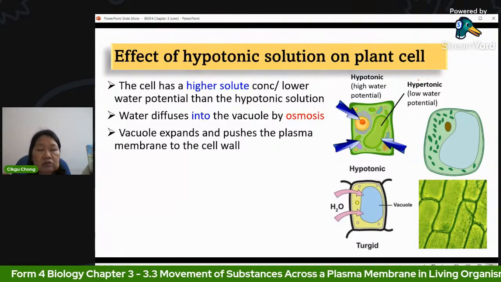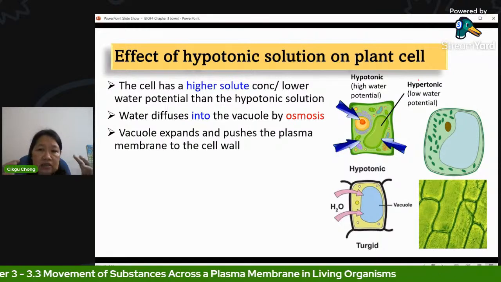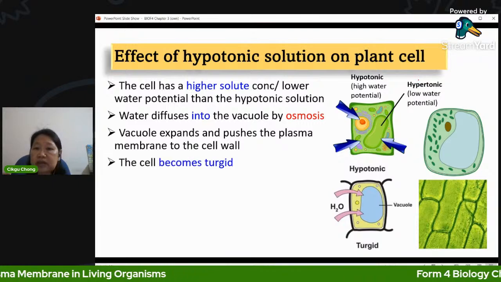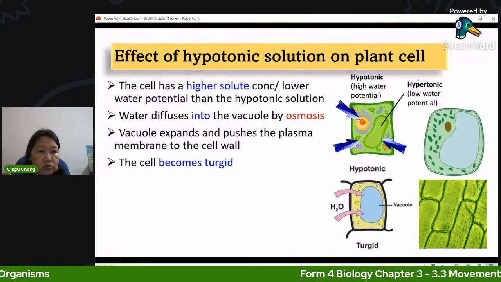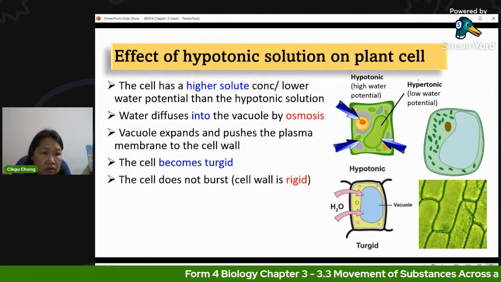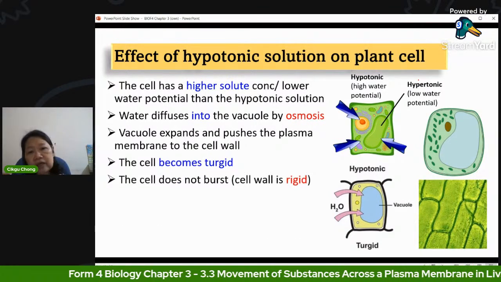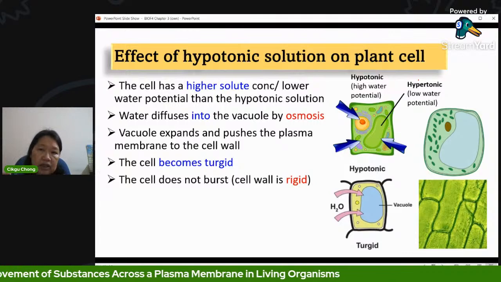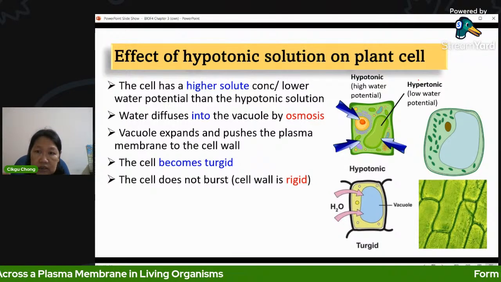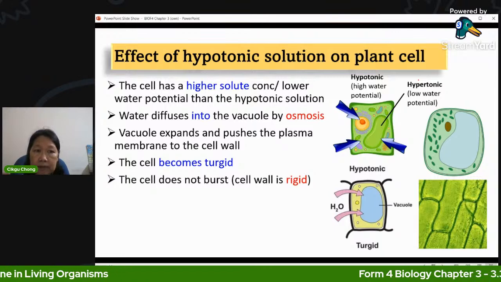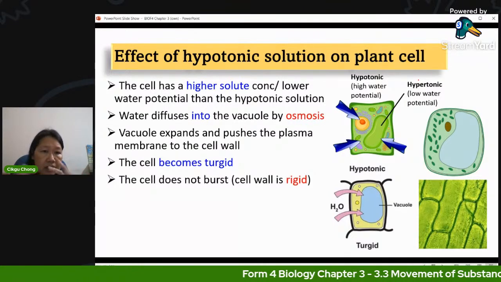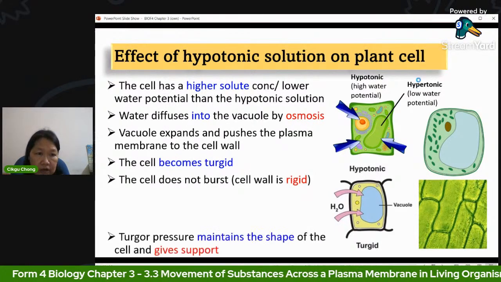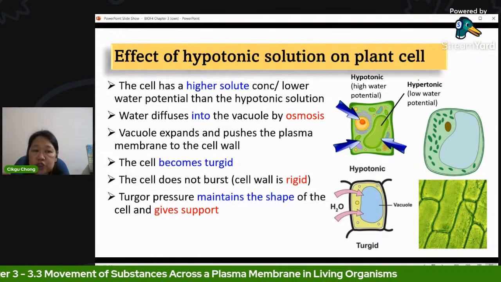Okay, and now this cell is considered as turgid. Turgid means there's pressure inside. It is not soft, okay? It's not flaccid, right? So now the cell becomes turgid. Okay, there's pressure pressing onto the cell wall. The cell does not burst, even though there's pressure there, because there is a very strong structure that makes up the cell wall. There's the cellulose. The cell wall is rigid, so it can withstand the pressure. The plasma membrane is stuck to the cell wall, but it does not make the cell burst because of the presence of the cell wall. Okay, so this turgor pressure maintains the shape of the cell.